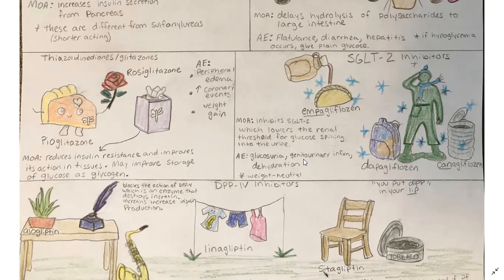Other adverse effects are genitourinary infections, which makes sense because if you have a lot of sugar in your urinary tract, bacteria is going to use that sugar because it needs sugar to grow as well, and it's going to become opportunistic and set up shop there. And then dehydration, because you're just losing so much fluid by peeing constantly.